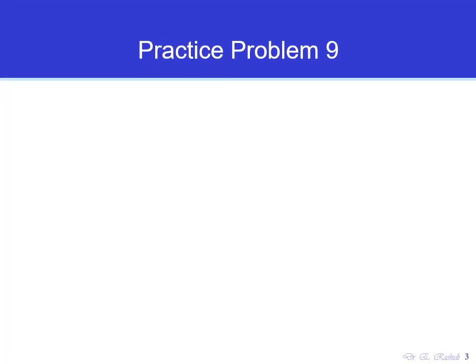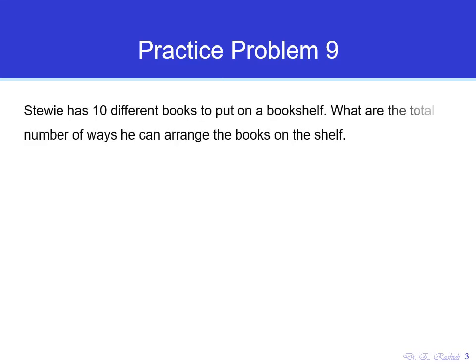All right, next practice problem. Stewie has 10 different books and he wants to put all of them on the bookshelf. What is the total number of ways that he can arrange these 10 books on the bookshelf? Please pause, work on this problem, try to solve it and see what formula or what rule you should use, and then come back to see the solution.